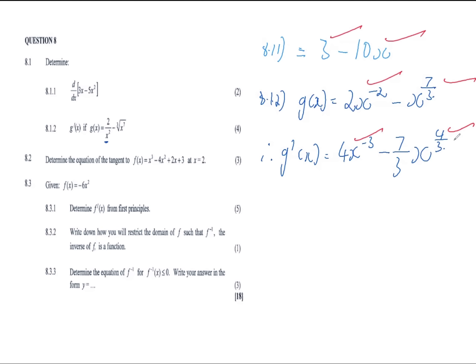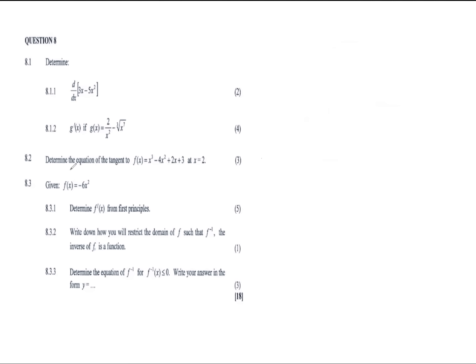Then now we have 8.2. It says determine the equation of the tangent to f of x equals x cubed minus 4x squared plus 2x plus 3 at x equals 2. We already know that the equation of the tangent is in the form y equals mx plus c. We would need to find the gradient, and then we would need to find the coordinates that would match up there so that we calculate this.